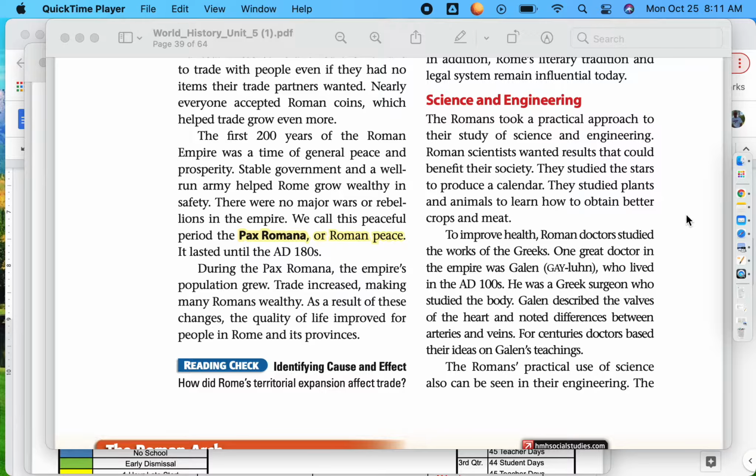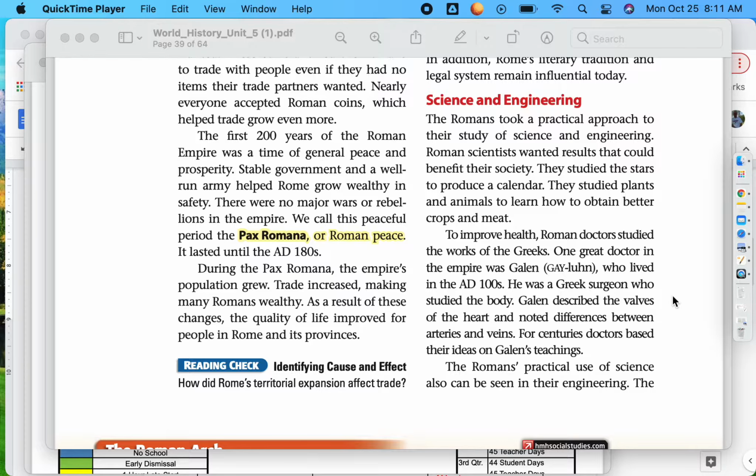used today. You have this Greek doctor Galen. He was part of the empire. He's in the early 100s, and he's going to study anatomy. So he's going to study the heart, the body, things like that. He takes a look at the valves in the heart, and kind of shows the difference between arteries and veins. And a lot of his studies are still used by doctors today.